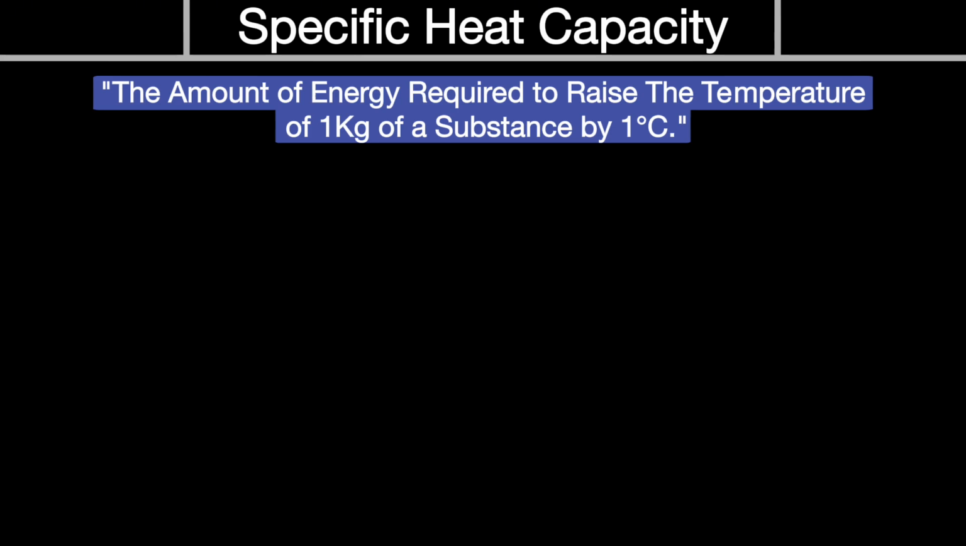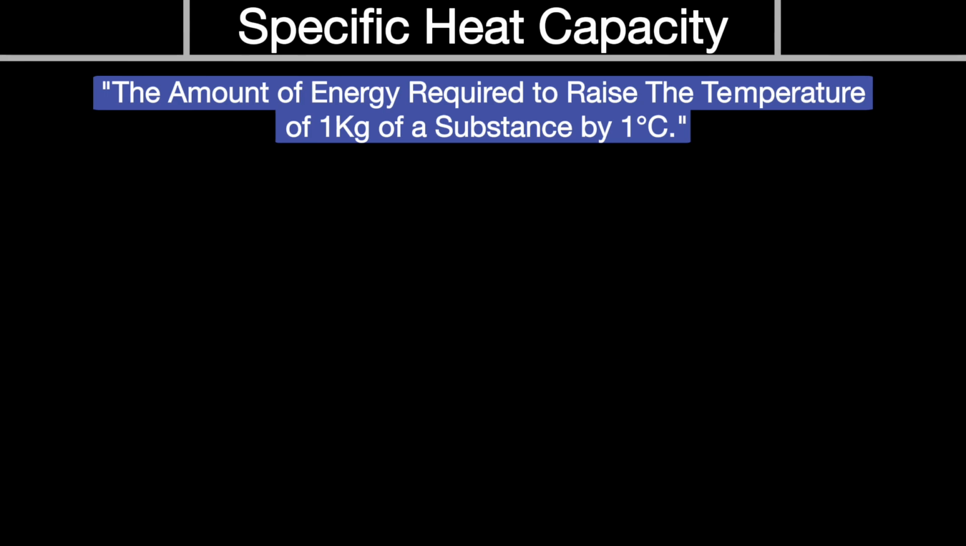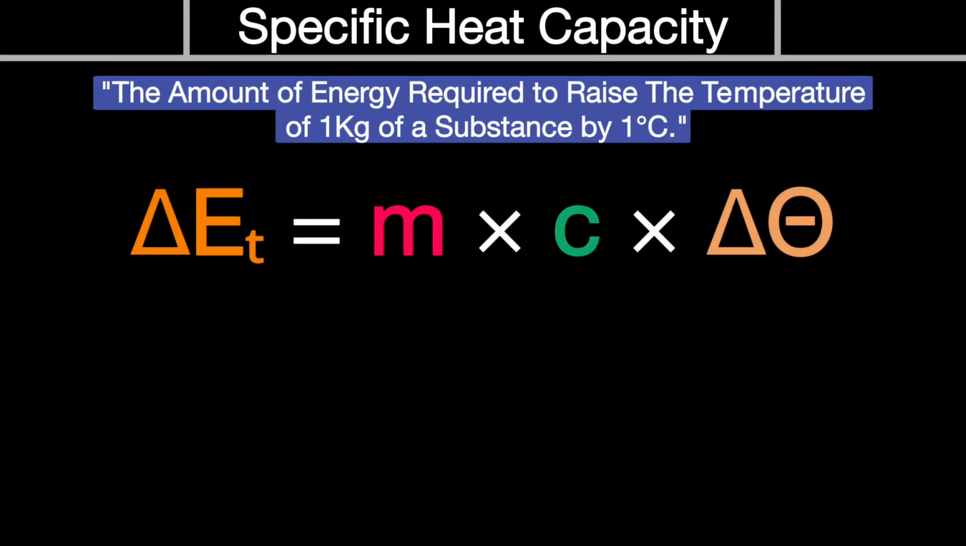Specific heat capacity is measured in joules per kilogram degrees Celsius, and you can use the specific heat capacity of a substance to calculate the change in thermal energy. To do this, you can use the formula change in thermal energy equals mass times specific heat capacity times change in temperature. ΔE stands for the thermal energy, which is measured in joules.